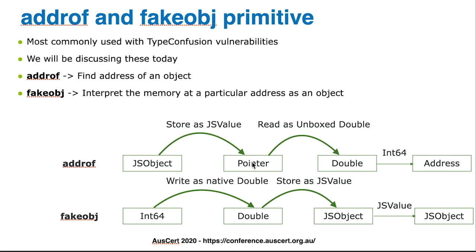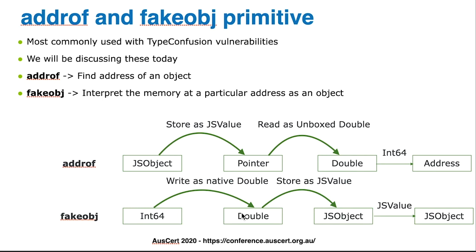So you're in a way able to find out the address of a particular object, and this is the addressof primitive. Similarly, the opposite of this is fakeobj: we are able to write a native double which is then interpreted as an object pointer using the same type confusion vulnerability. When you're writing a native double which is being interpreted as a JS value, you need to make sure that the double value is actually interpreted as a proper object.